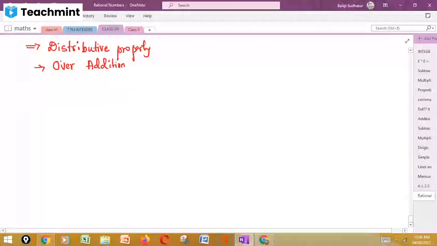So first I want to choose the distributive property over addition, which is also known as multiplication over addition. This one is also known as multiplication over addition.